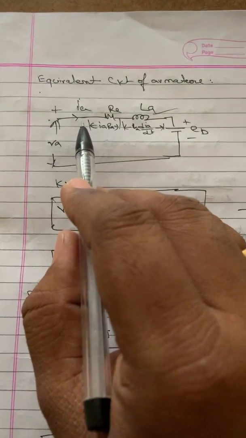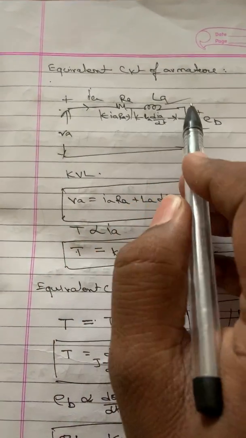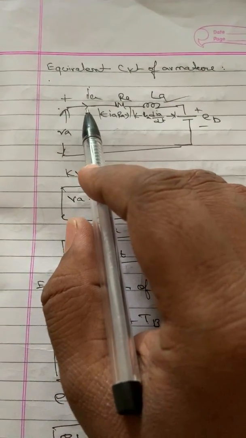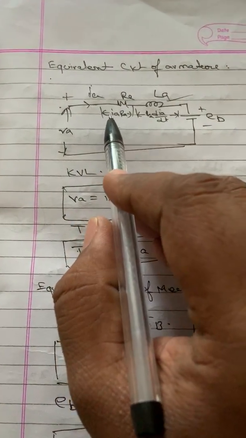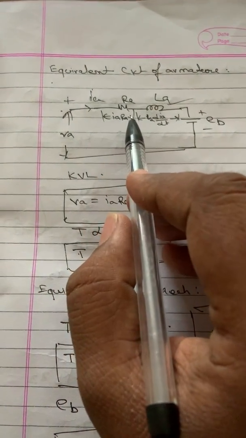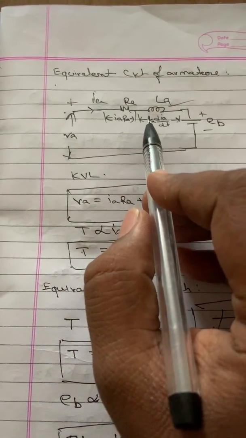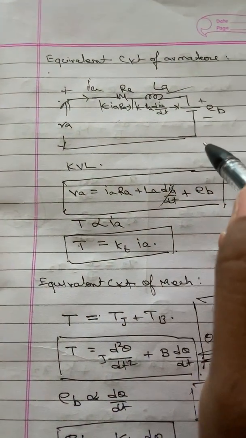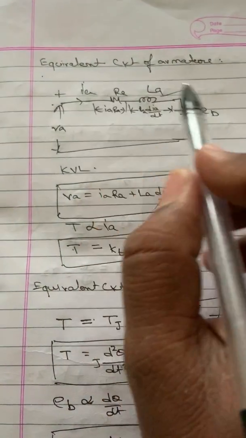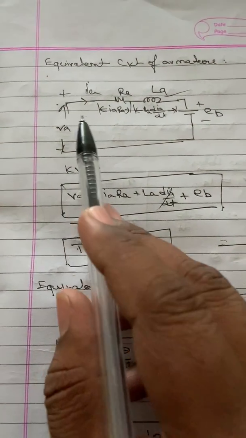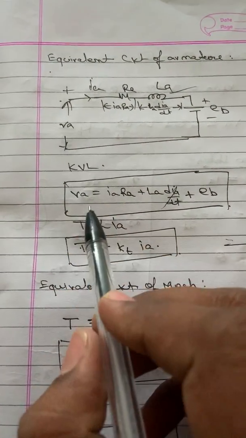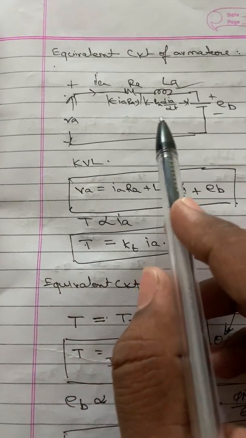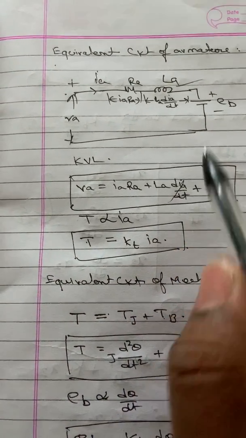Va, armature resistance, armature inductance, and back EMF. The current passing through this is the armature current Ia, the drop in the armature resistance is Ia into Ra, and the drop in the inductor is La dIa by dt. So simply applying Kirchhoff's voltage law, we have the applied voltage or source voltage equal to the sum of voltage drops: Ia Ra plus La dIa by dt plus Eb.